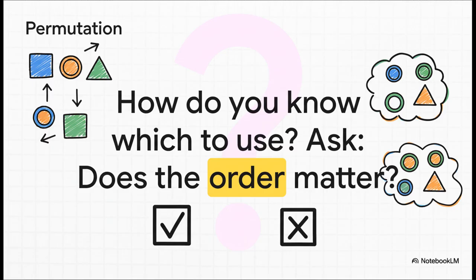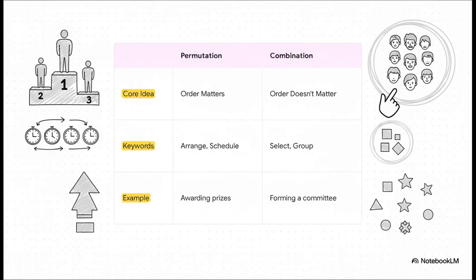Honestly, it all comes down to asking yourself one single powerful question. Before you touch a calculator or a formula, just stop and ask, for what I'm doing right now, does the order actually matter? The answer, yes or no, will instantly tell you if you're in permutation land or combination land. It's the golden key. And this little table breaks it all down.